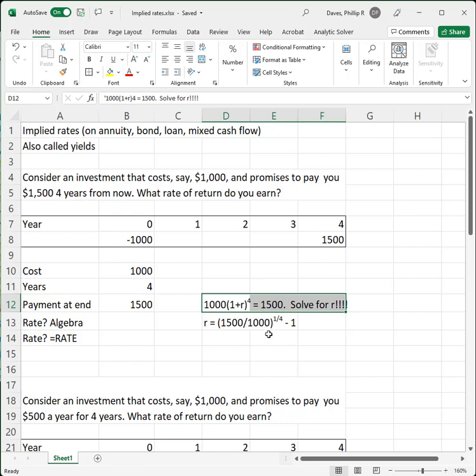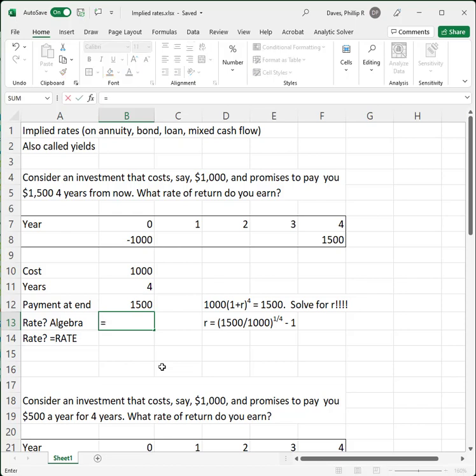And the solution, if you do the algebra, is that R is the 4th root, so raised to the 1/4 power, of 1,500 divided by 1,000. Take the 1,000, put it over on the right-hand side by dividing 1,500 by 1,000. Take the 4th root of both sides. Subtract off 1, and that gives you R. So (1,500 divided by 1,000) raised to the 1/4 power, which is the same thing as the 4th root, minus 1 is an answer. Not necessarily the easiest way to get the answer, but it is an answer, and we can actually do the calculation in Excel.